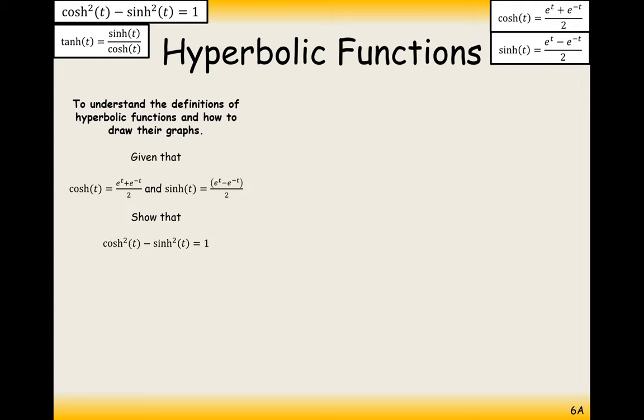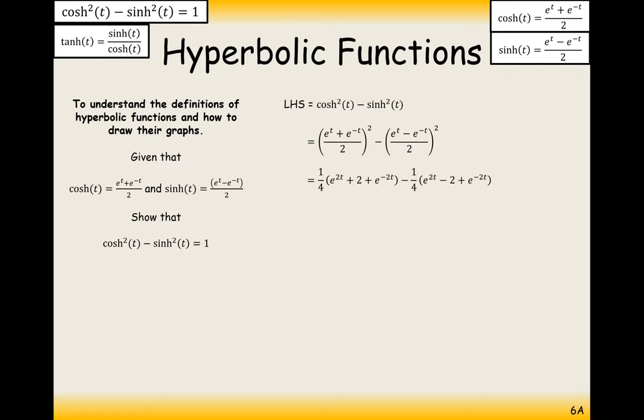Okay, so we'll move on to a question now where we have to prove that cosh squared t minus sinh squared t equals 1 given these definitions of cosh and sinh. So we're going to prove it using the exponential definitions. We'll start on the left-hand side of this thing down here. Cosh squared t minus sinh squared t can be written in exponential form. So the exponential of cosh is this thing here, and the exponential of sinh is this thing here.